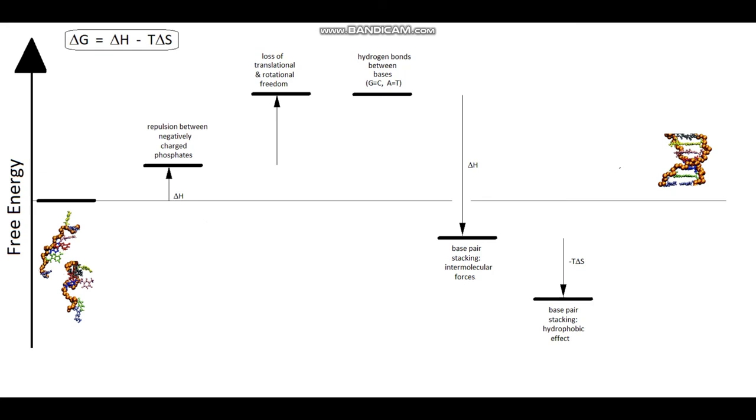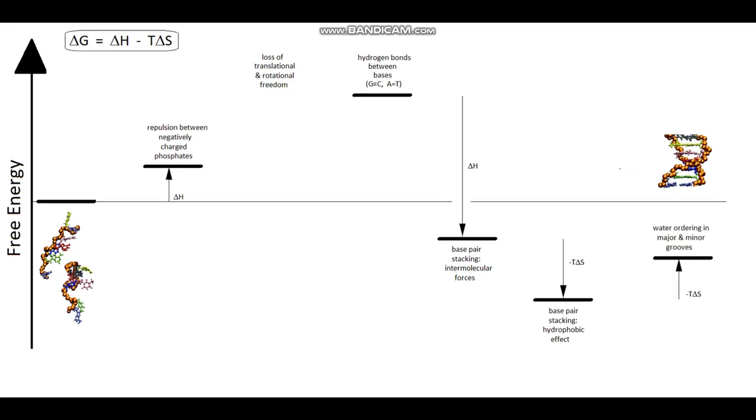From the point of view of our free energy diagram, this ordering of water within the grooves when the helix assembles is going to make another entropy contribution, and this time it's an unfavourable one. So this is going to take the free energy up in the positive direction again a little bit. But it's not enough to make the overall process unfavourable. So you can see, once we add together all of these contributions, what we end up with is an overall negative delta G, and that's what makes the structure stable.